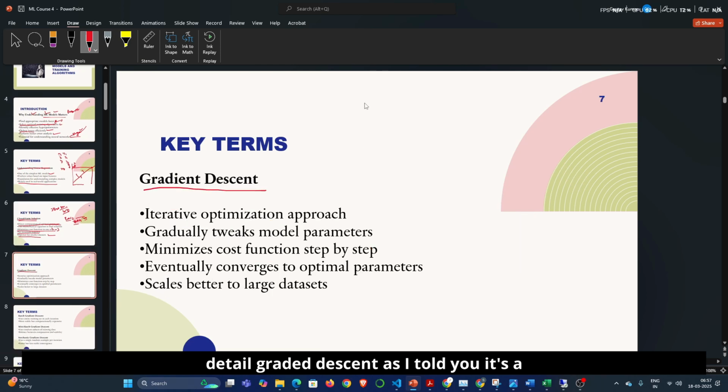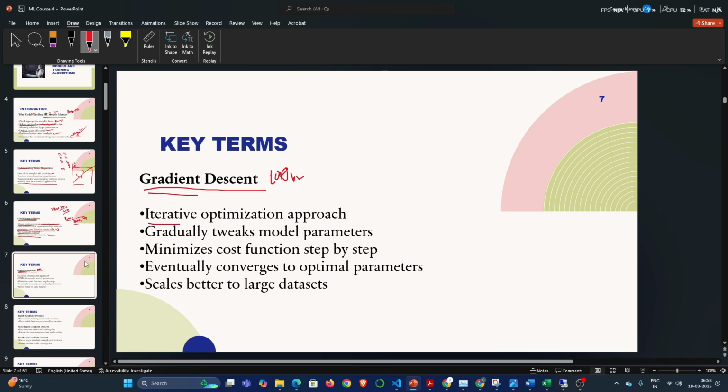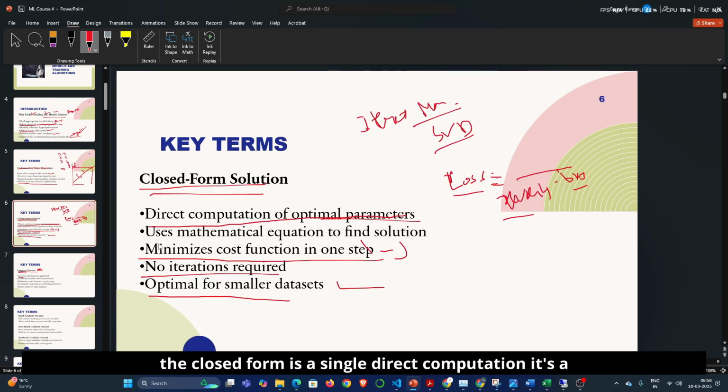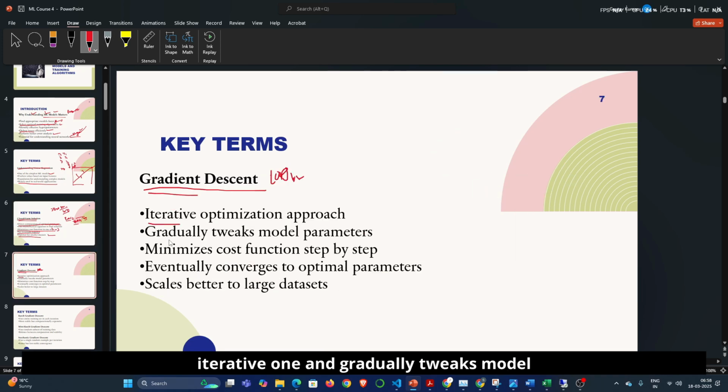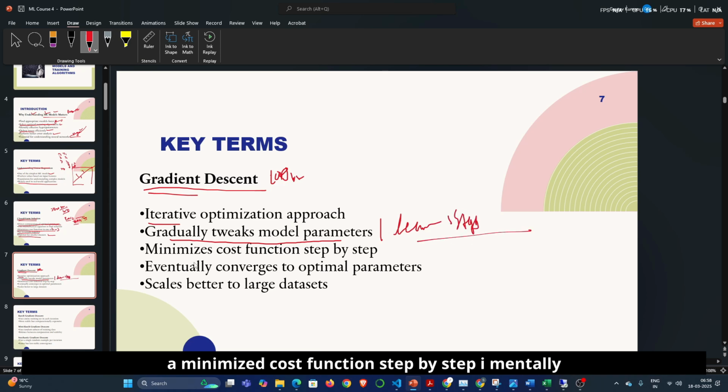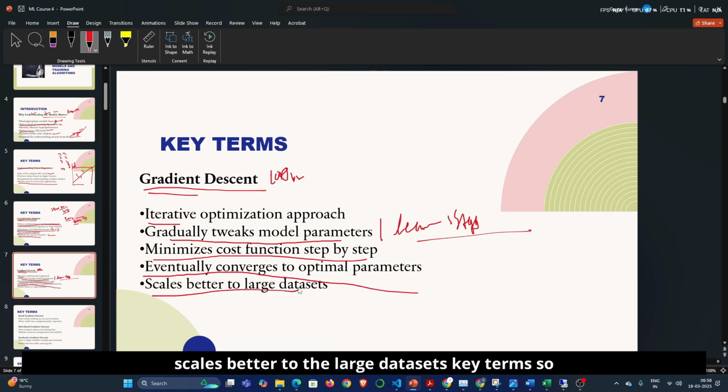Gradient descent. As I told you, it's an optimizer which is used to find the optimum solution for that particular equation. And what is that equation? It is the loss function which we need to minimize. So to find the loss function's parameters at which it will be minimized, we are going to use gradient descent. It's an iterative one. Closed form is a single direct computation. This is iterative and gradually tweaks model parameters. There is a learning step concept here. It minimizes the cost function step by step and eventually converges to the optimal parameters. It scales better to large data sets.